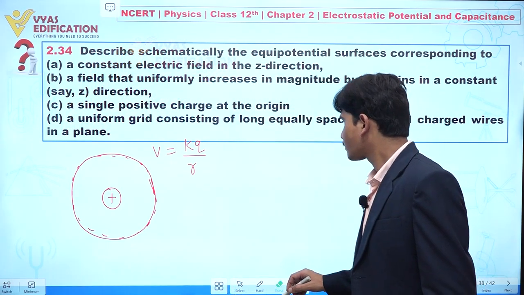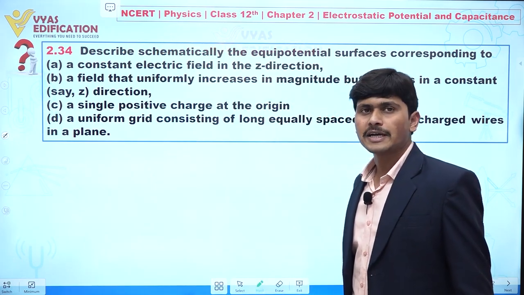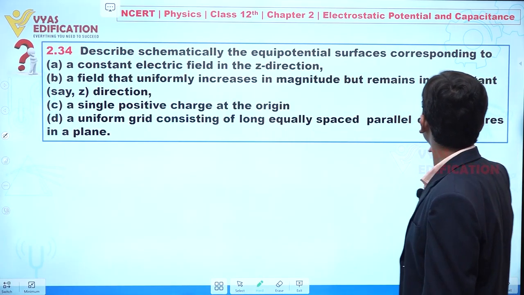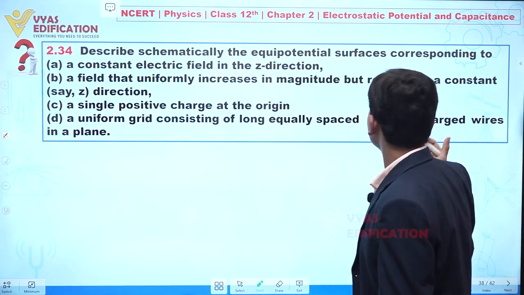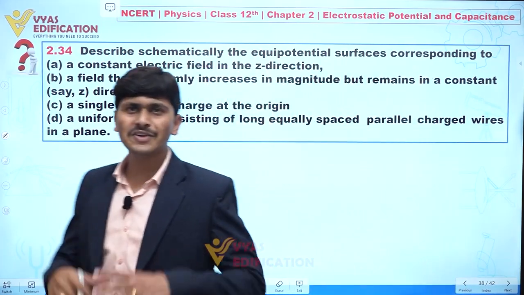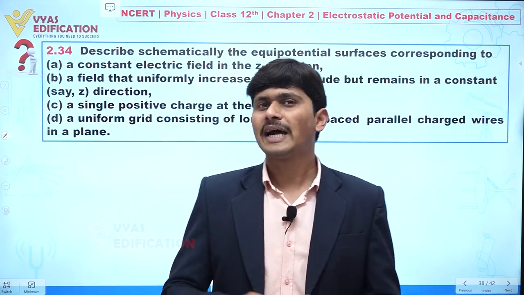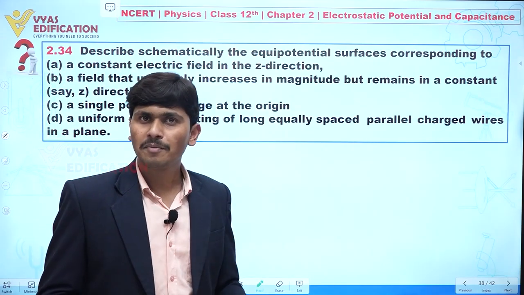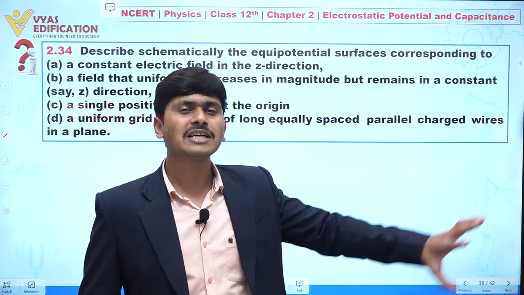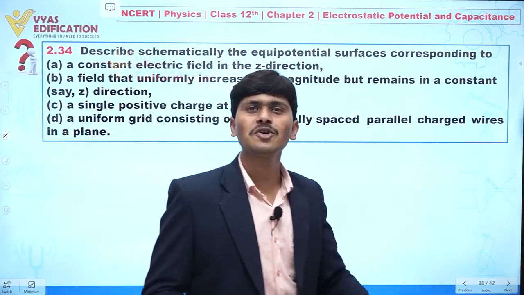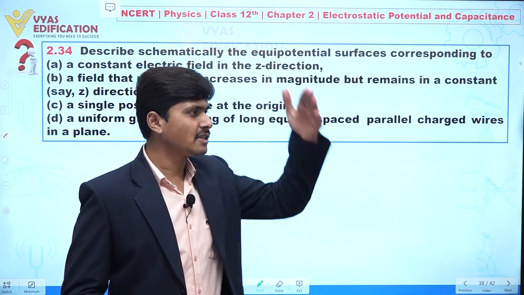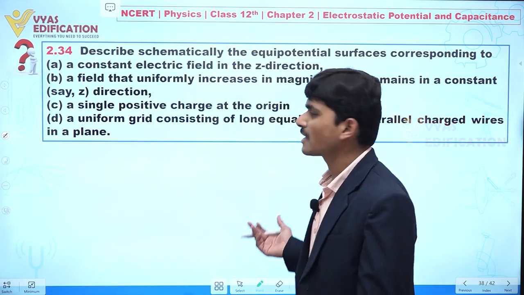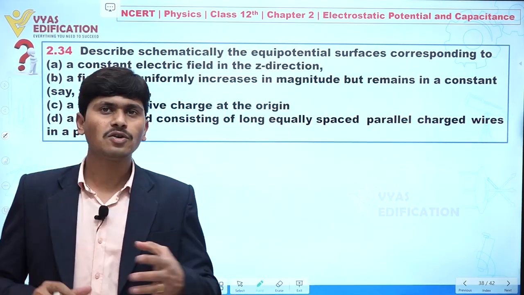Now listen carefully, the fourth part. In the fourth part, a uniform grid consisting of long, equally spaced parallel charged wires in a plane is given to you. So let's suppose we have a uniform grid. If we find the equipotential surface near the grid lines, it has some curved shape, but as we move away from the grid lines, we find equipotential surfaces parallel to the grid. Clear? The same thing happens, perpendicular in the vertical direction or perpendicular in the horizontal direction. Clear? It's again an information based question, so there is no logic behind it.